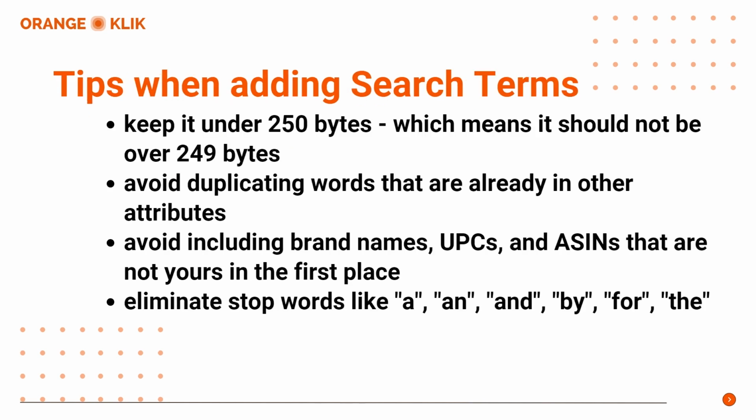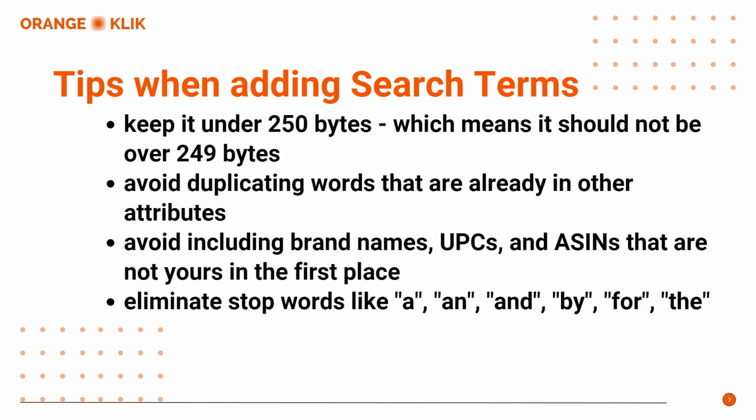So these are the tips to properly add the right keywords to your search terms. Number 1, keep it under 250 bytes, which means it should not be over 249 bytes. Spaces don't count as bytes, so you don't need to worry about that. Avoid duplicating words that are already in other attributes such as product title, description, and bullet points. You can use synonyms that are relevant to your product.